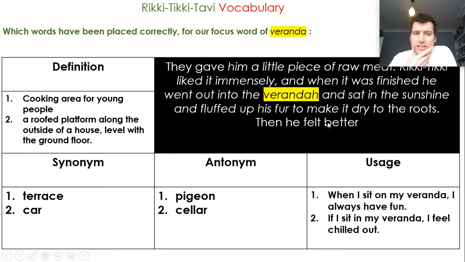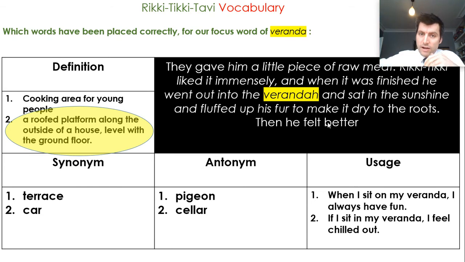Now, if we look through this, I've completed elements of one of these grids for the vocabulary piece of veranda, but I've completed it with 2 options. Looking through the context, if you go out onto the veranda, do I think that's a cooking area for young people, or a platform outside of a house? I think probably outside of a house. It's a raised platform outside of a house, because I go out into it and I sit in the sunshine.